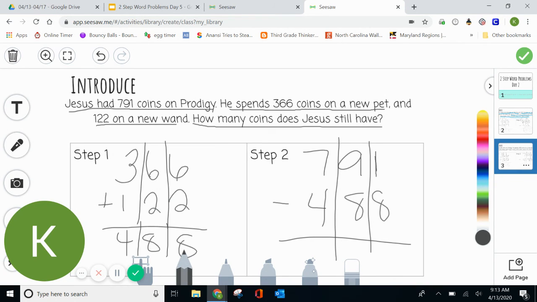Alrighty, I can't do 1 minus 8 ones, so I'm going to have to regroup. I go over to my tens, break it open for 10 ones, and then I get 11 ones, leaving me with 8 tens in the tens place. 11 ones minus 8 ones is going to be 3 ones. 8 tens minus 8 tens leaves me with 0 tens. 7 hundreds minus 4 hundreds is going to leave me with 3 hundreds. That means Jesus has 303 coins left in Prodigy.